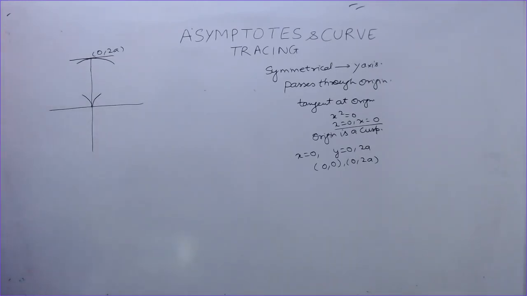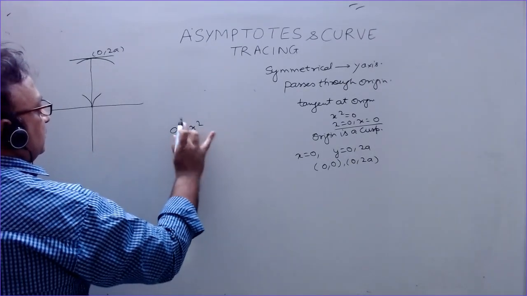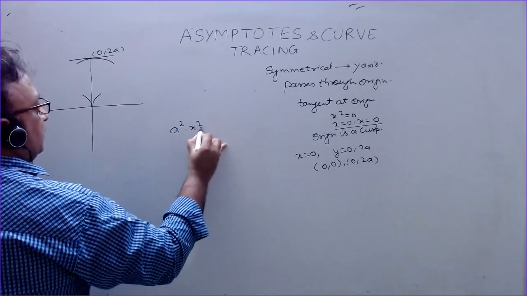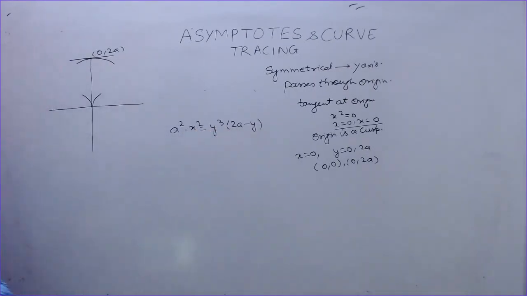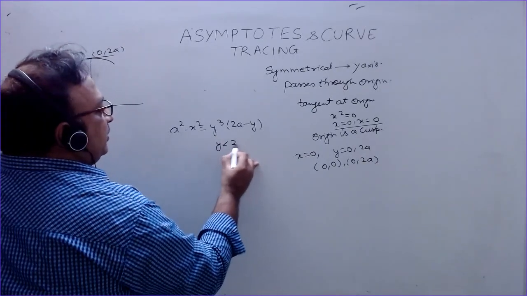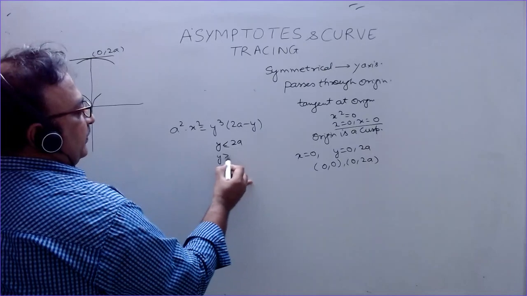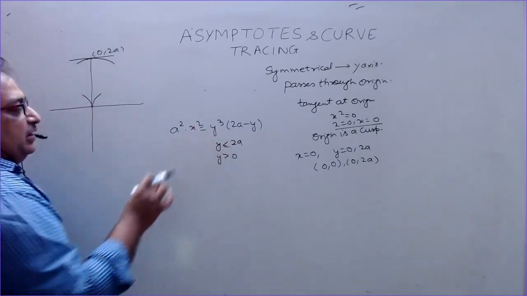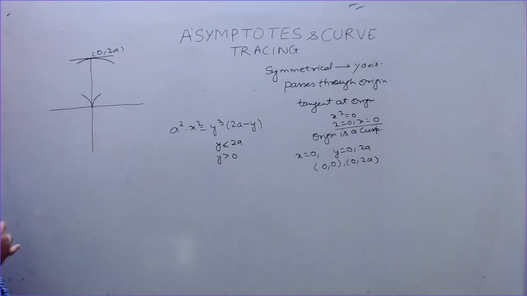The equation a square x square is equal to y cube into 2a minus y. So y cannot be greater than 2a, it can be equal to 2a, and y should be positive, it cannot be negative, because then x will not be real. So 0 to 2a is the existence of the curve.